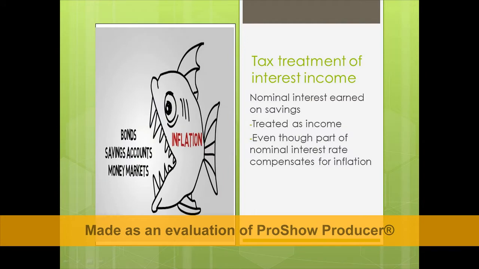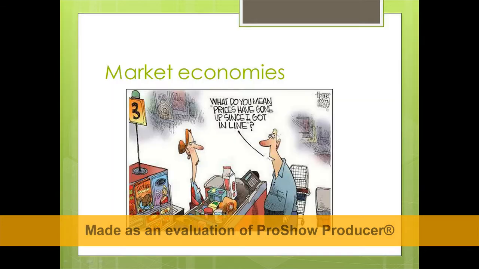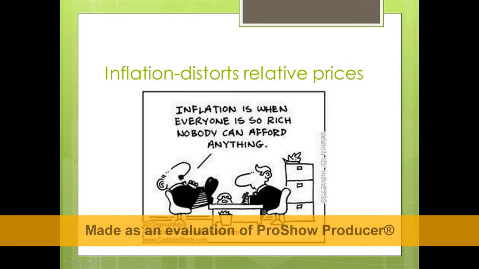Tax treatment of interest income means that nominal interest earned on savings is treated as income even though part of the nominal interest rate compensates for inflation. Market economies rely on relative prices to allocate scarce resources. It determines the allocation of scarce factors of production. Inflation distorts relative prices. Consumer decisions are distorted and markets are less able to allocate resources to their best use.